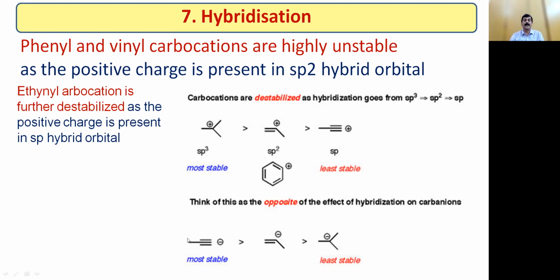But exactly the reverse is true with carbanions, because carbanion means an electron-rich species, you will have to accommodate negative charge. So more s character means more electronegativity, and more electronegativity means better accommodation capability of that carbon.